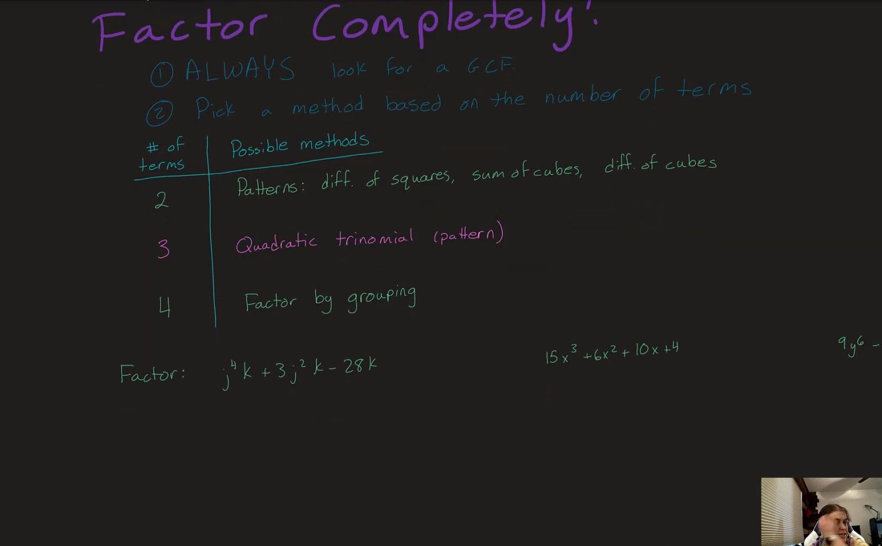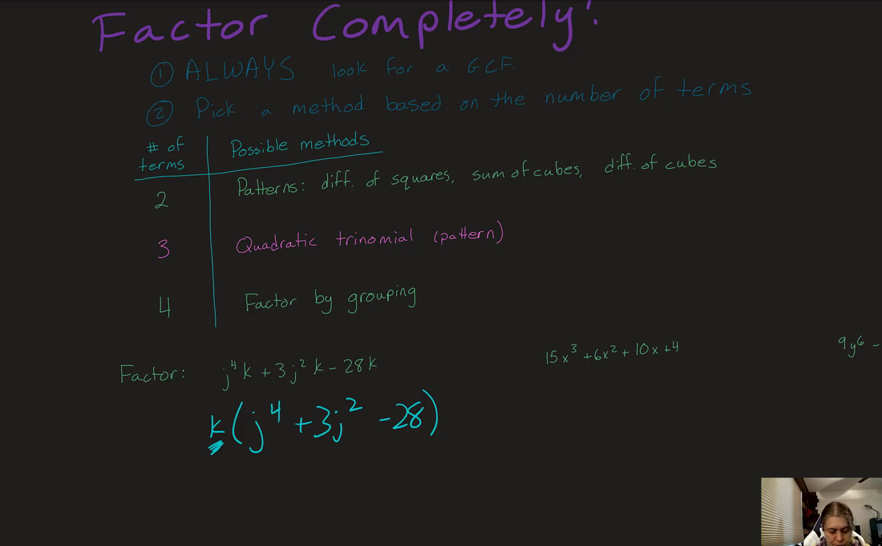So this guy right here, just running through him really quickly. If we have 3 terms, we always check for a GCF first. So they all have a k. Let's pull that out: j to the 4th plus 3j squared minus 28. Now I'm going to kind of ignore the k on the outside. He's going to come along for the ride, but he's not part of my process anymore.